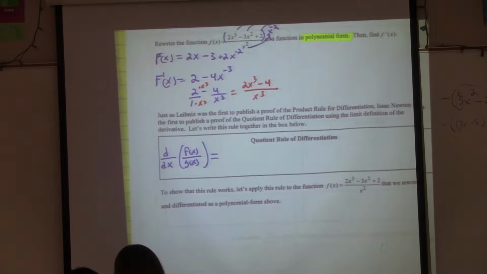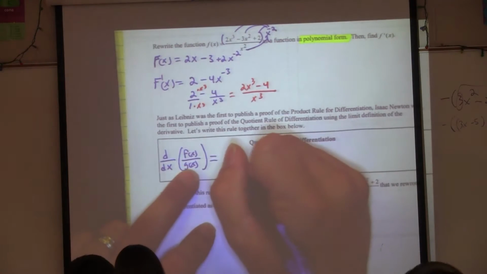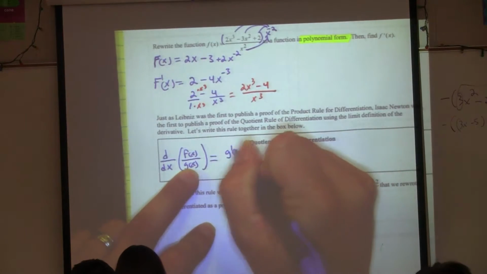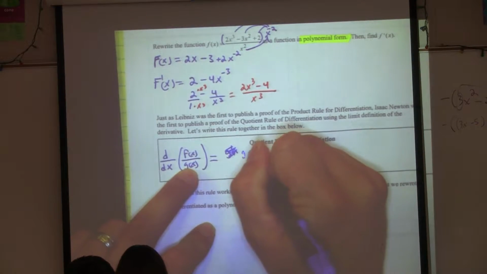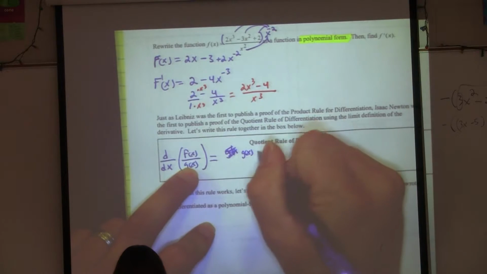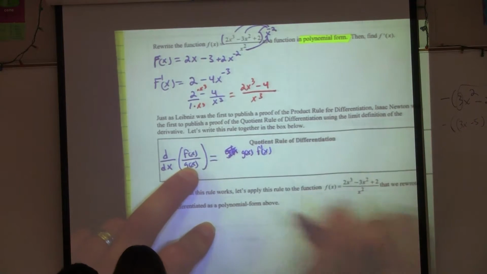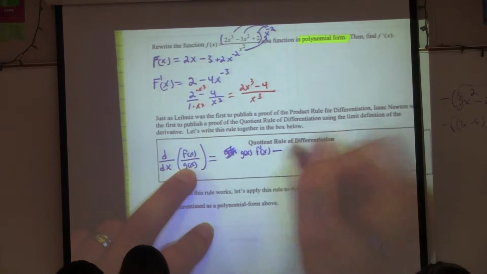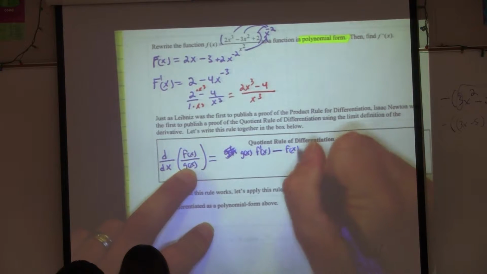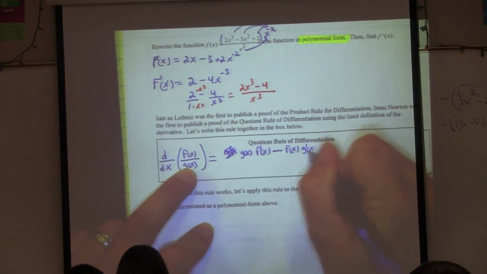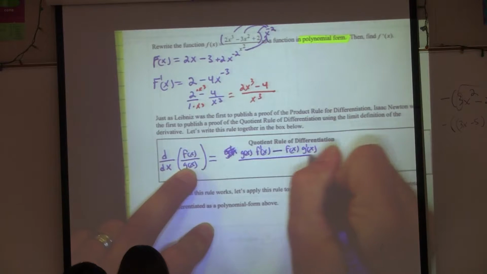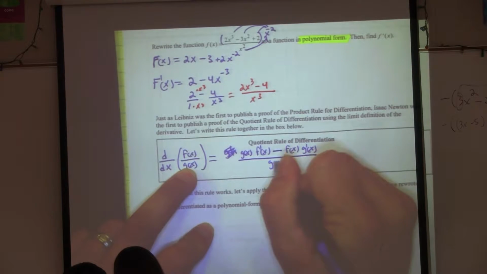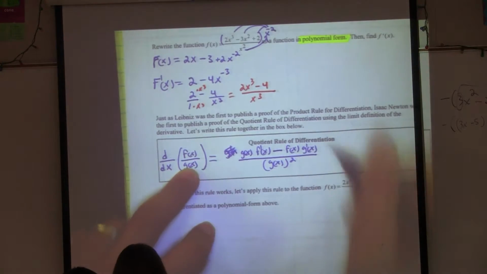You ready? It's g of x times the derivative of f, minus f of x times the derivative of g, all over g of x squared.